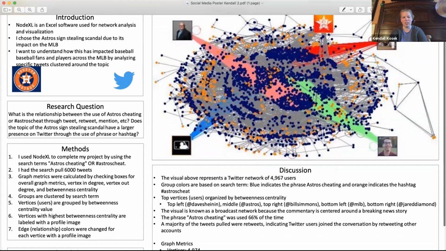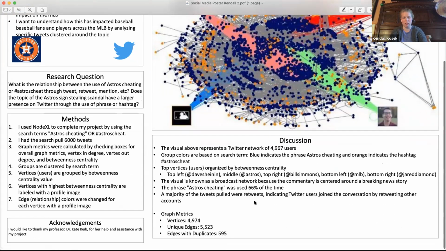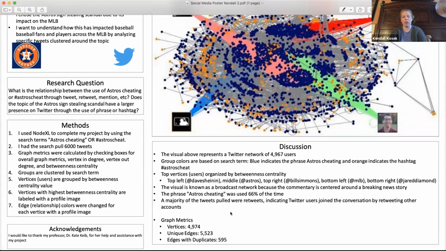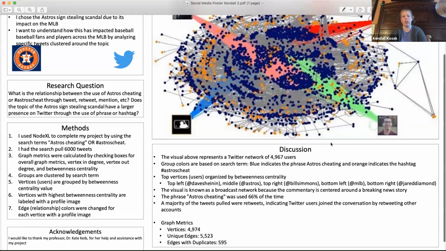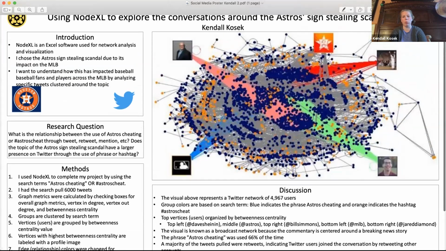And then let's see what else. Most of the things I pulled out were also, I found that while people were using the phrase more than a hashtag, I also found that a majority of people used retweets instead of just tweeting something directly. So going off my personal bias, I retweet things more than actually tweeting. So I think people found it easier to join this conversation by retweeting somebody else instead of starting their own thread.